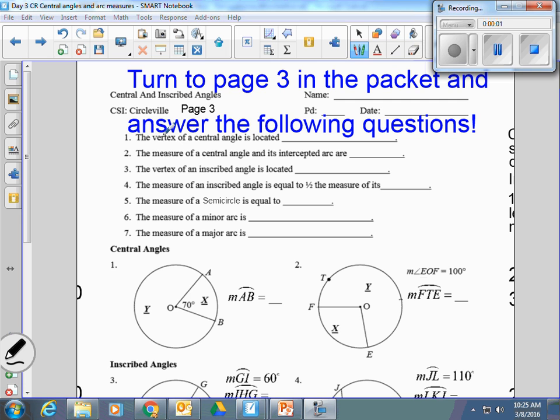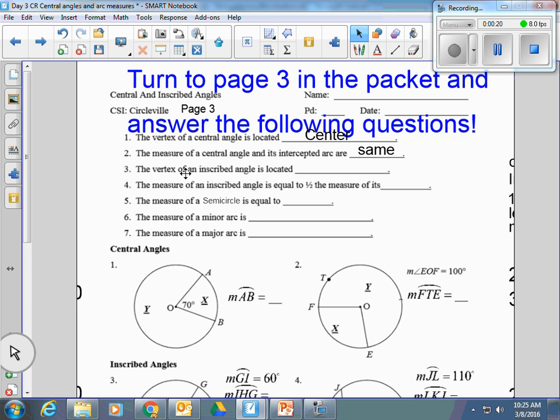Okay, so the answer to number one: the vertex of a central angle is located where? In the center. Very good. The measure of a central angle and its intercepted arc are what? The same. Very good.